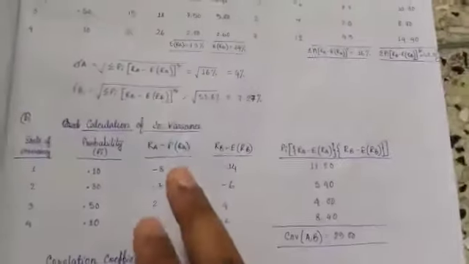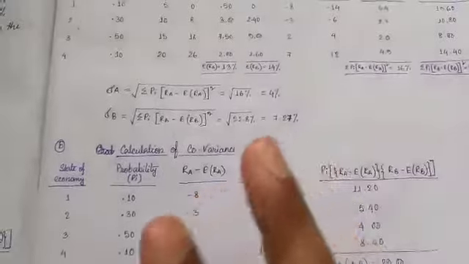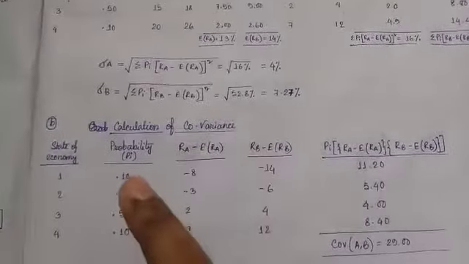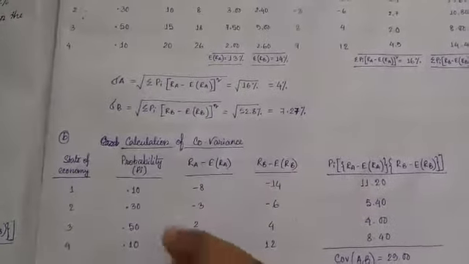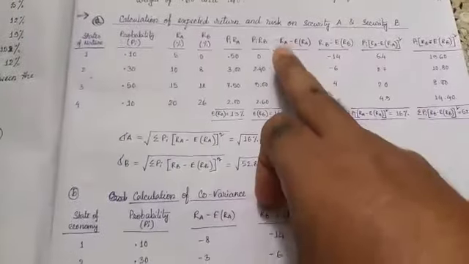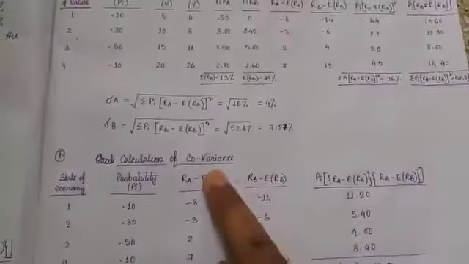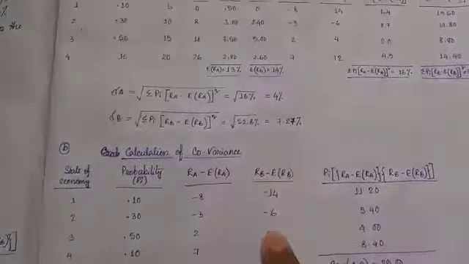Now we have to calculate the covariance associated with security A and security B. Here the states of economy and probability factor are given in the question. We calculated earlier the mean deviation associated with security A and the mean deviation associated with security B. These are to be plotted here. This is the mean deviation of security A, this is the mean deviation of security B.